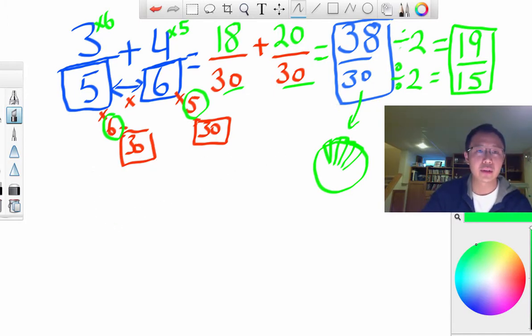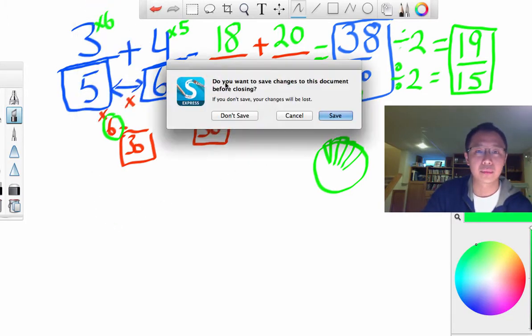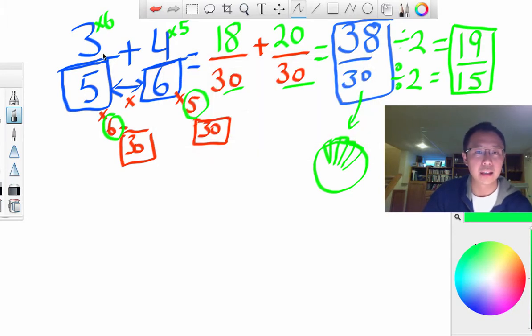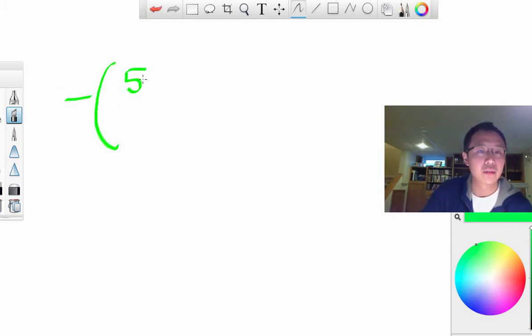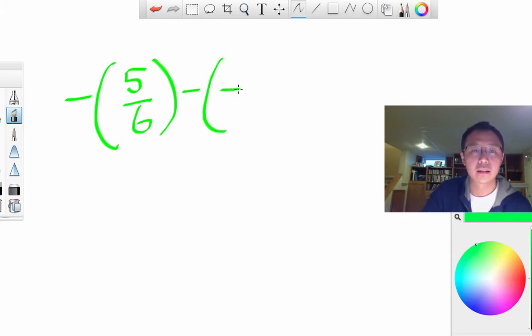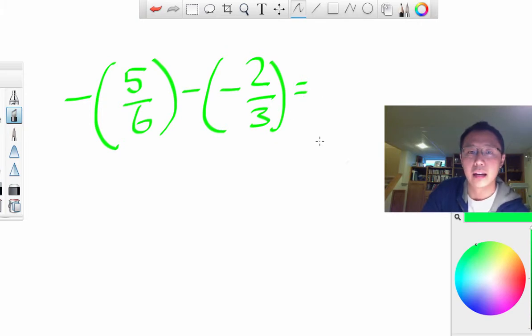If we try another question, let me just start over here. The second question we'll do is one where we play with some brackets and signs. If we have negative 5 over 6, close bracket, minus negative 2 over 3, try this one out right now and see what you get.